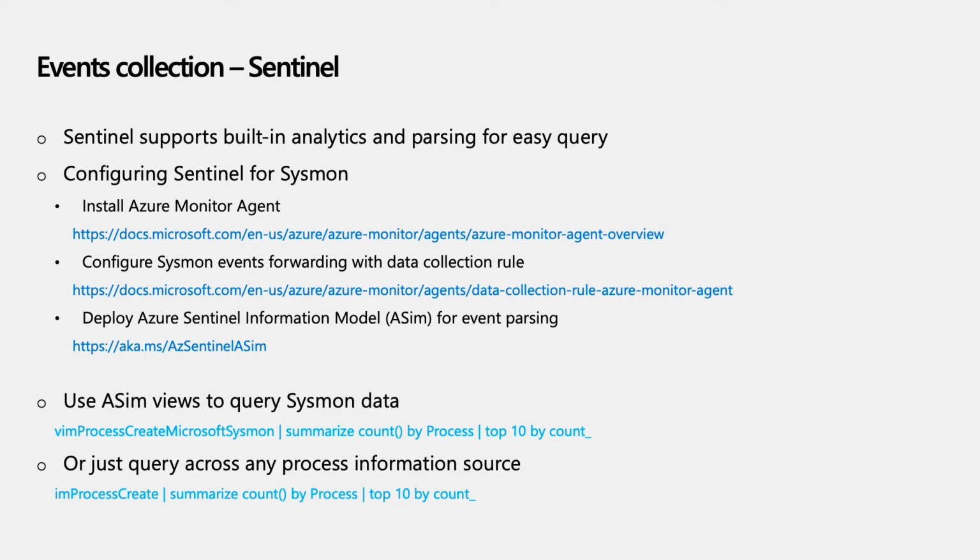And I put 2 different approaches you can use for the views. You can use the Sysmon view that shows you the process, or you can use the generic process information source to see that as well.